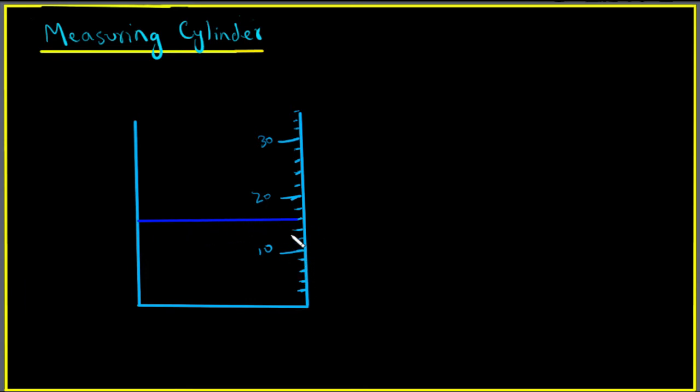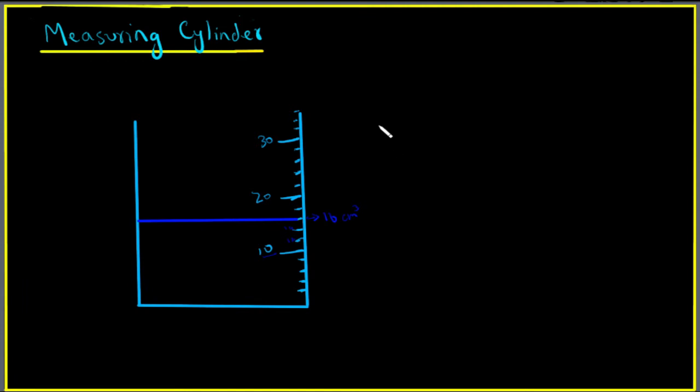So for example, as you can see in this case, it is 10 here, and then from 10 to 20, the gap is of 2, 2, 2, and 2. So it is going to be 12 here, 14 here, and this is actually 16 centimeters cube, right? So 16 centimeters cube is the volume of this liquid.